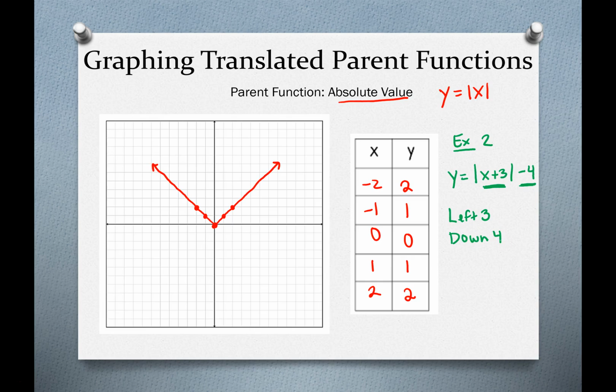All right, now I'm going to take each of these red points and move them left 3, down 4. So this one right here, I'm going to move it left 3 and down 4. And here it goes right there. Same thing with this one, left 3 and down 4. Same thing with this one, left 3 and down 4. Okay, now this one would be left 3.